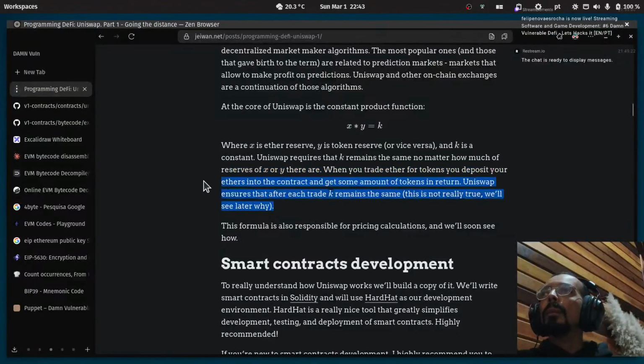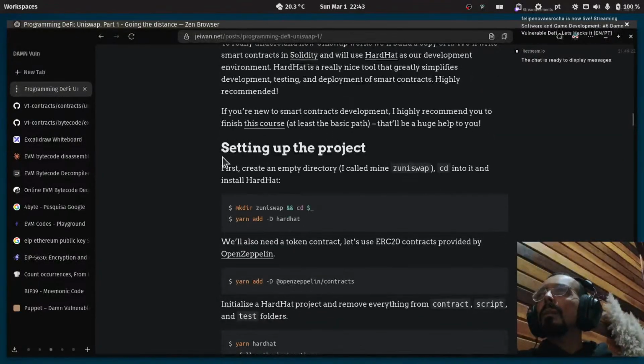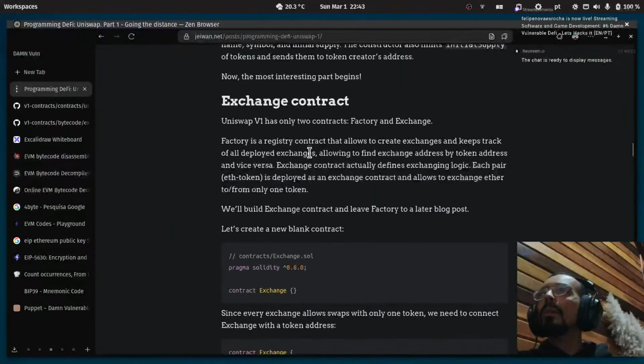Here, the problem, what is going to happen? These formulas are also responsible for pricing calculations, and we will see how. So smart contract development, blah blah blah. Project Hardhat, we don't care. We know everything. So the exchange contract. V1 has only 2 contracts: the factory and the exchange, and in V2 they call them LP or something, right? Pairs.